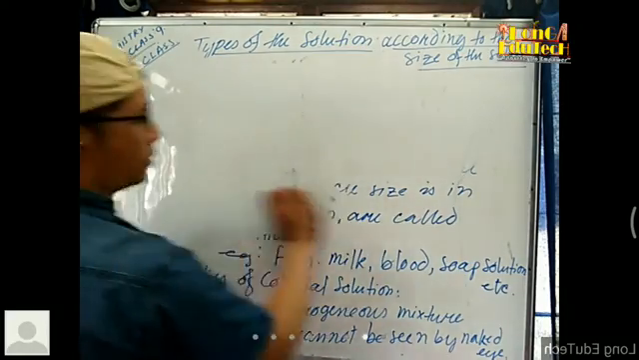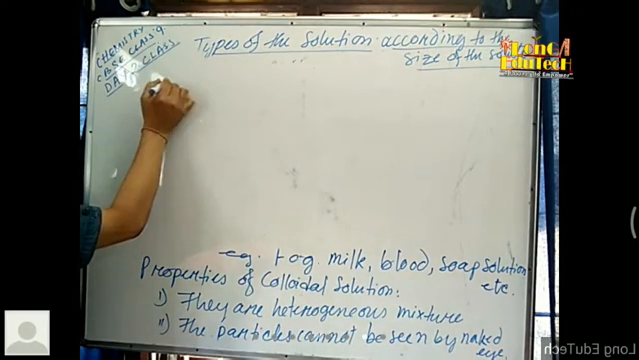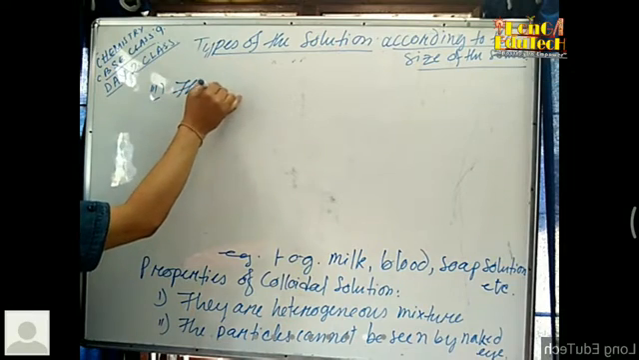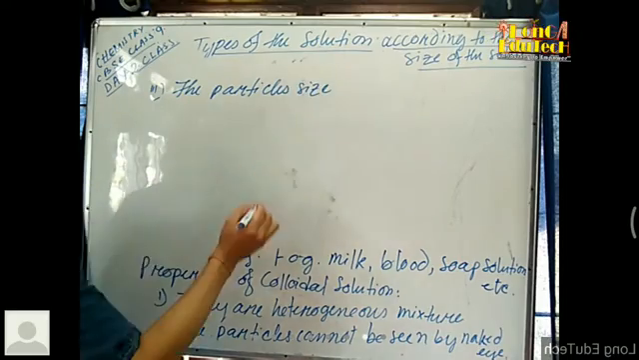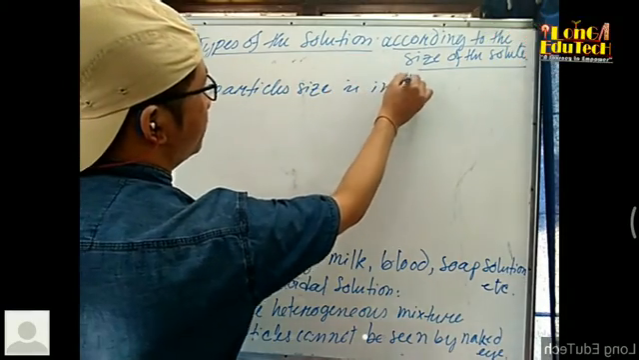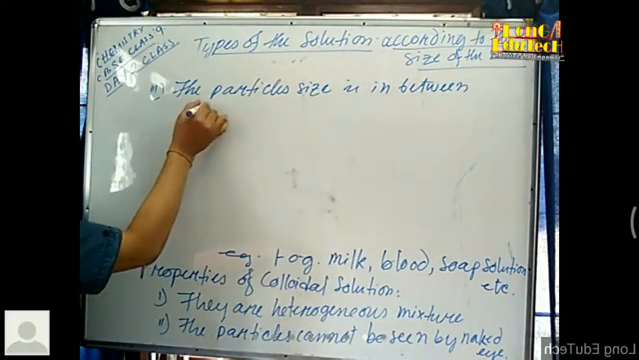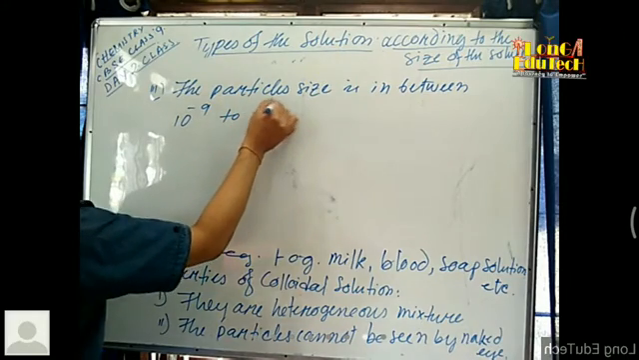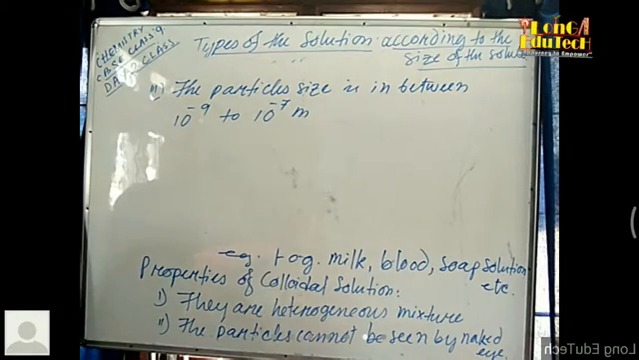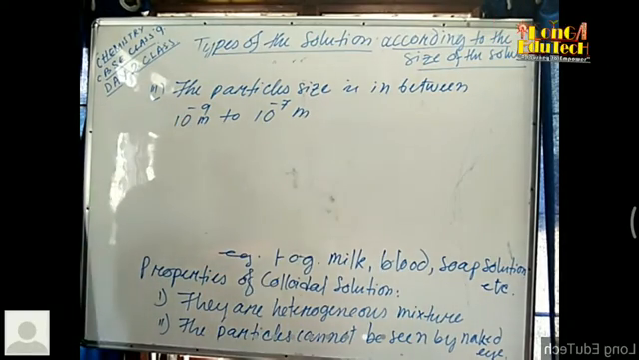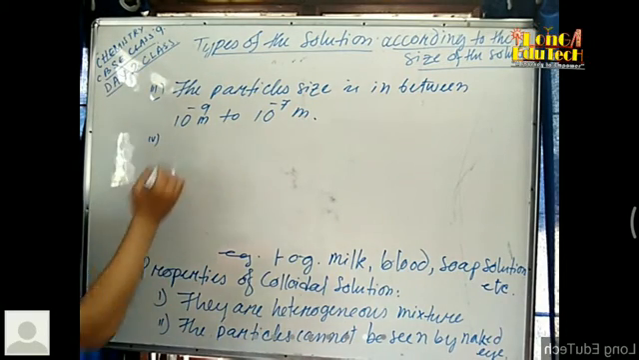Yeah, properties. Okay, now in the third point: the particle size is in between 10 to the power minus 9 to 10 to the power minus 7 meter. The particle size is in between 10 to the power minus 9 meter and 10 to the power minus 7 meter, all right? And in the fourth point, what can we write?